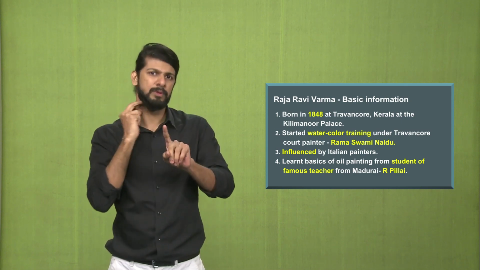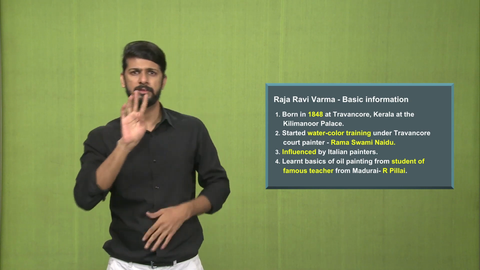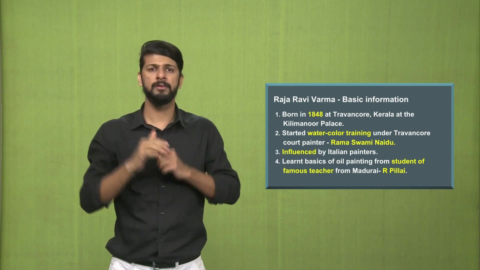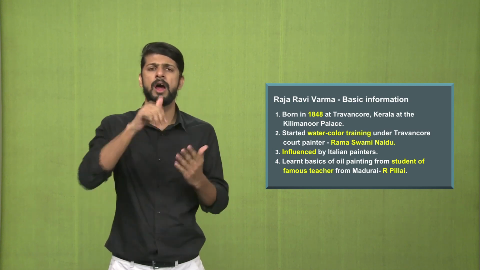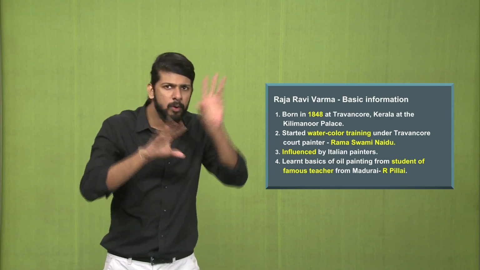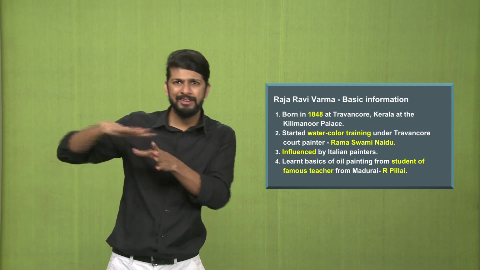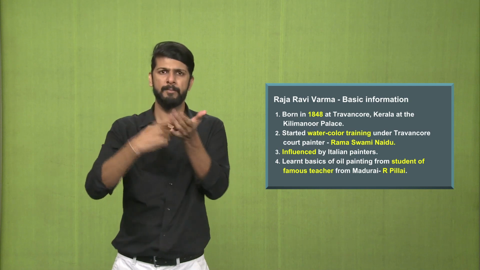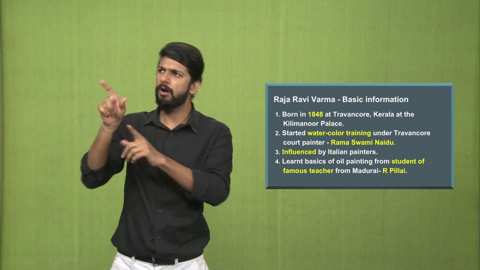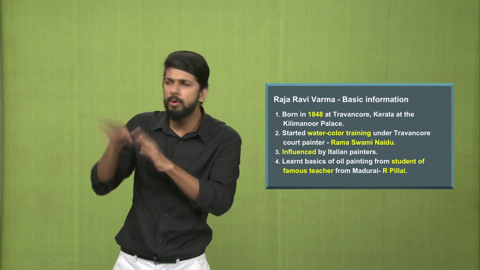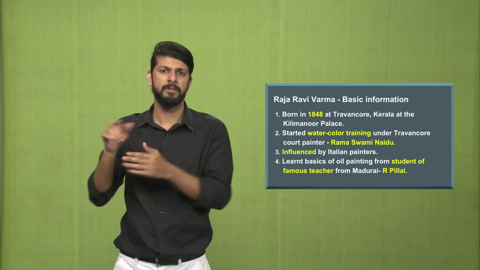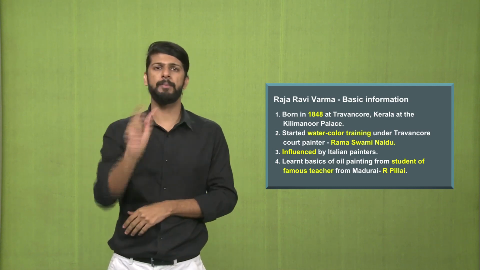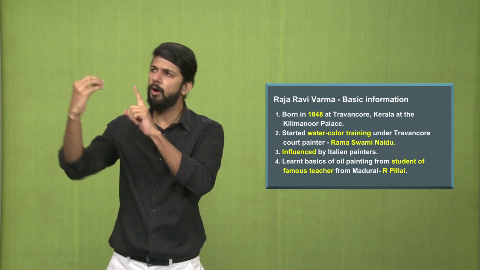He was born in Travancore in Kerala in the year 1848 at Kilimanur Palace. He started watercolor training at Travancore, where there was a painter named Ramaswamy Naidu, and he started his watercolor training under Ramaswamy Naidu. Raja Ravi Varma was highly influenced by Italian painters.